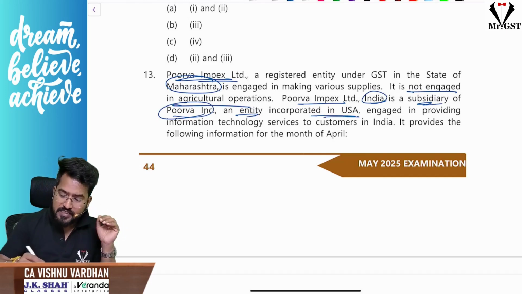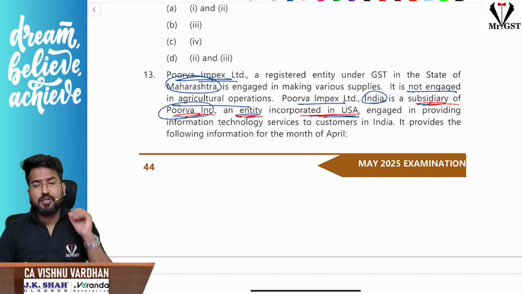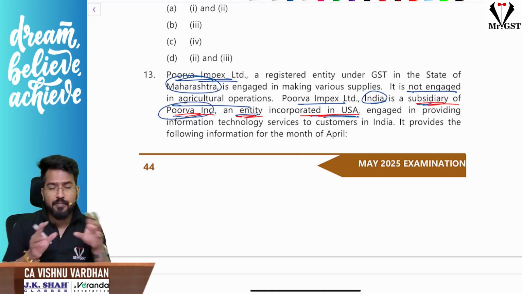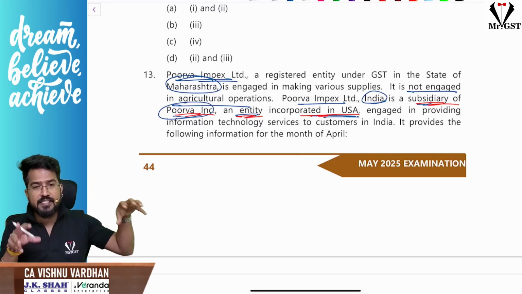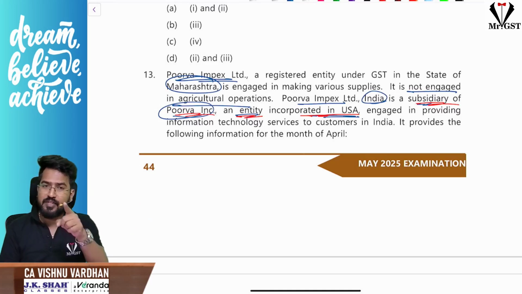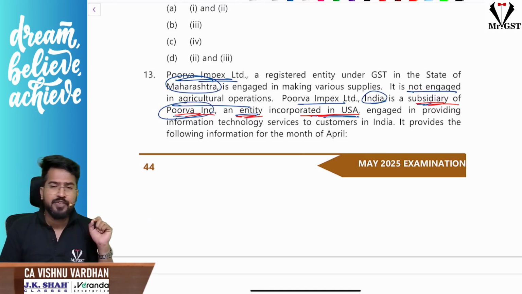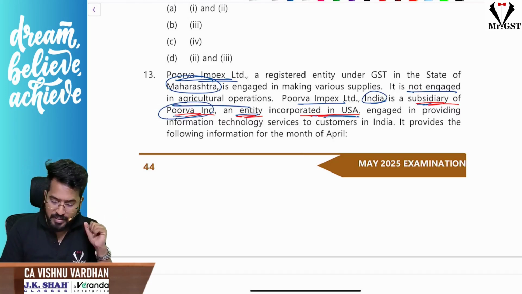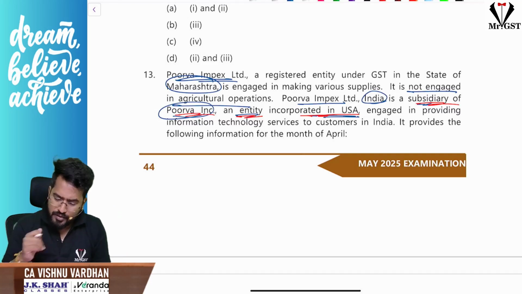Please understand, when you read the words subsidiary of Purva Inc., an entity incorporated in USA, one thing should come to your mind. These two are, of course, holding and subsidiary company, but they are different entities as a whole. They are not distinct persons in the sense of being mere establishments, so anything happening between them will be called an export, if you remember the export definition. They are not mere establishments of distinct persons as per section 8. Hope you remember that. Next, that is fine.